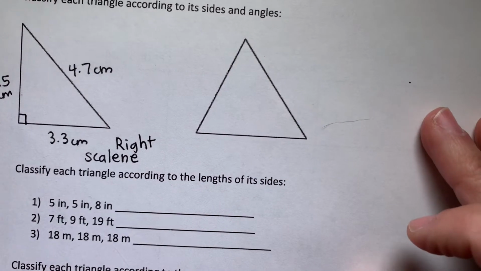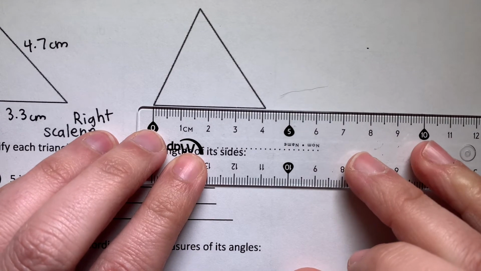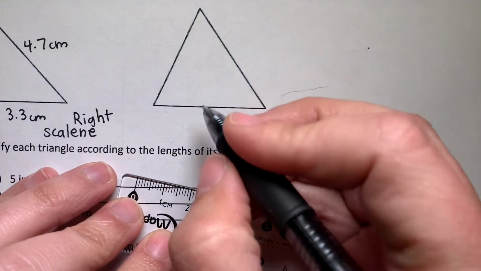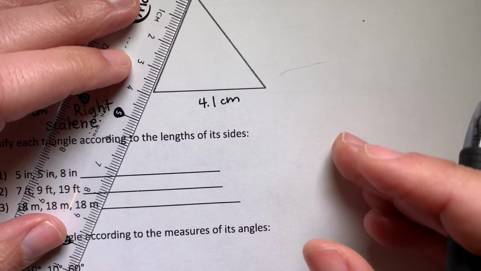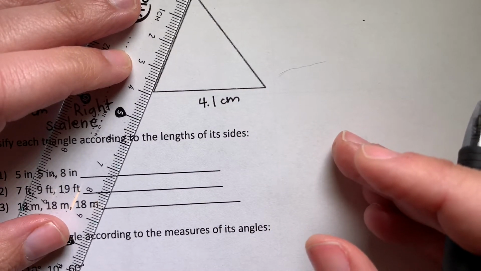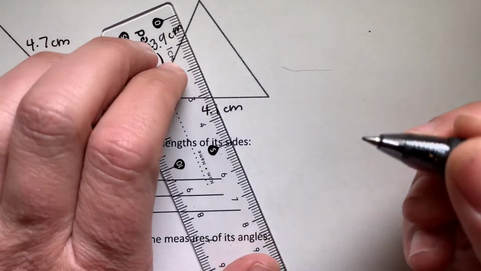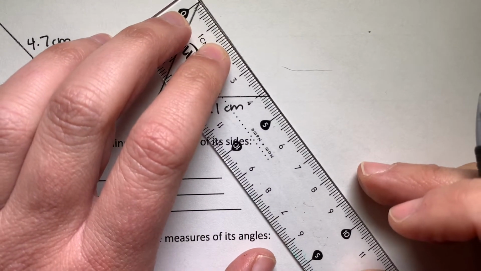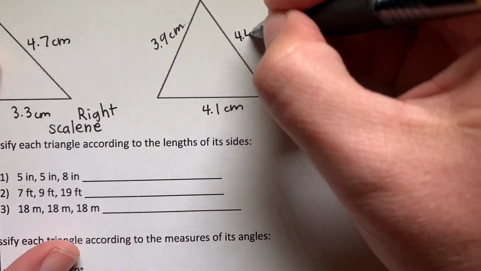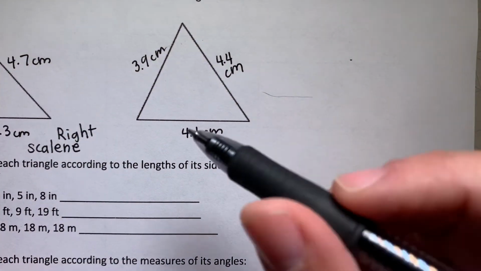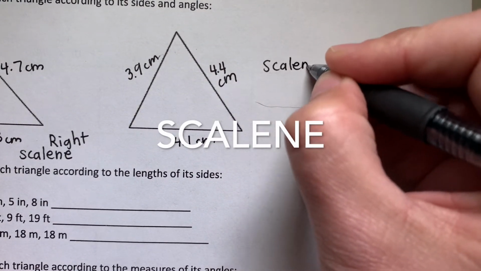All right, let's come over here to this guy. I'm going to use my ruler. I'm going to measure all of the sides. So looks like 4.1 centimeters. And I'm going to measure this. That's about 3.9 centimeters. So close, but that's not the same. And I'm going to measure this guy, and that looks like 4.4 centimeters. So again, if I name this just by its sides, all the sides are different sizes. So it is a scalene triangle.